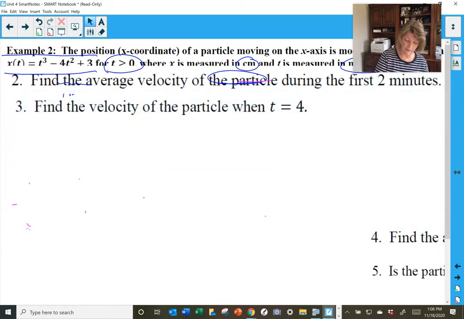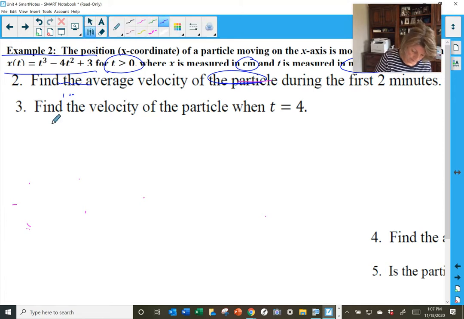Number 3, find the velocity of the particle. Oh, velocity. Velocity is a first derivative, right? You can look on the very front side. Velocity equals x prime. So let's do an x prime. I am going to take x prime of t, which gives me velocity. And I like to write that relationship. I would do it on the AP test because it shows knowledge of where you're getting v of t. I'm going to get 3t squared minus 8t.